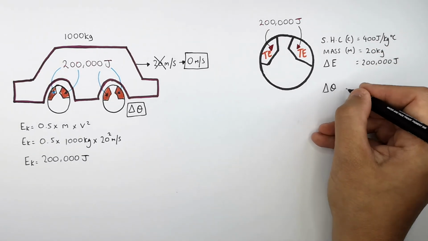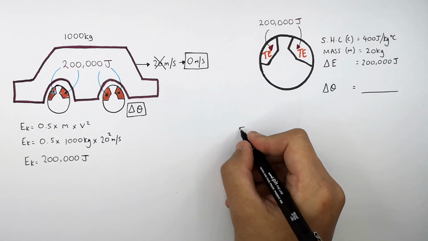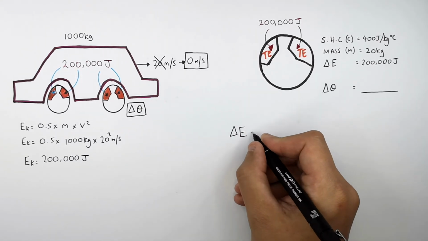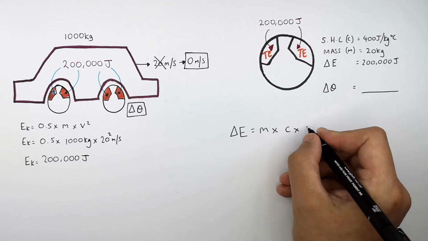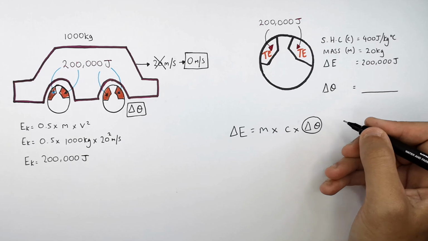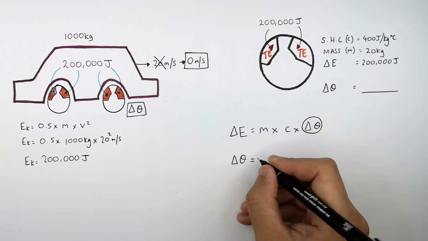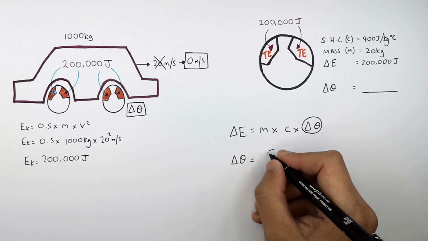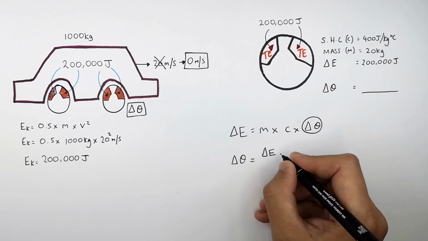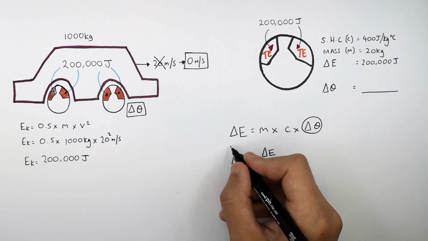So to work out the change in temperature, we firstly need to recall the formula. Energy transferred equals mass times specific heat capacity times the change in temperature. And we need to rearrange the formula for the change in temperature, delta theta. So the change in temperature equals the energy transferred into the object divided by mass times specific heat capacity.